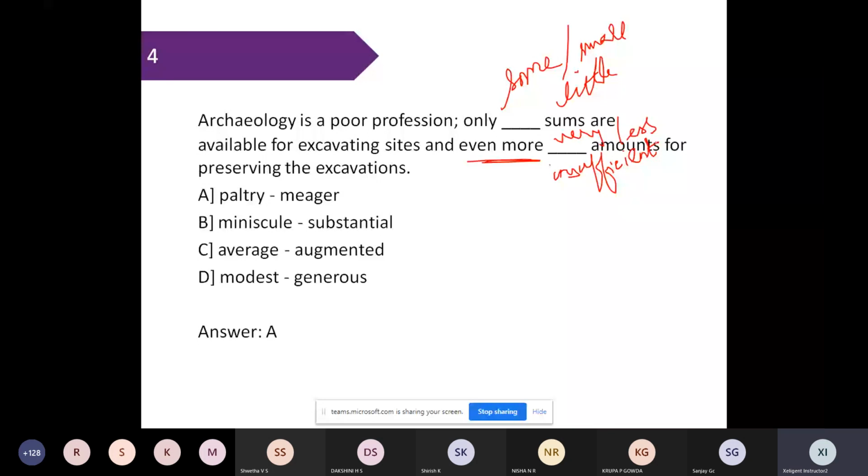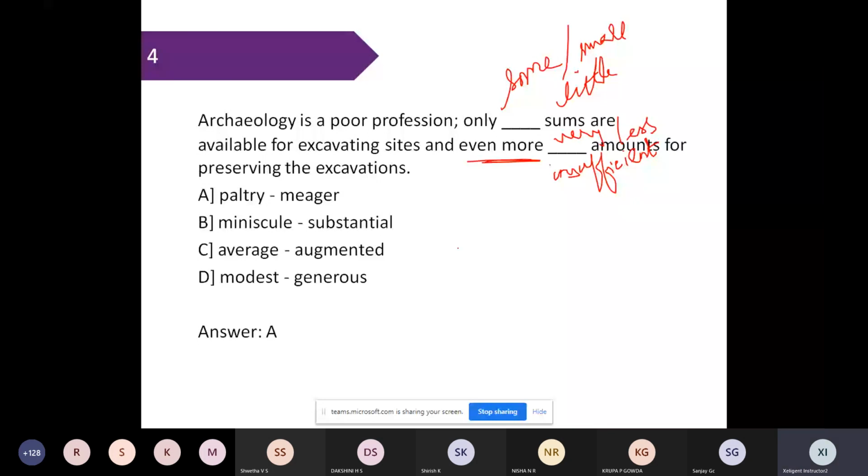And average and augmented. Augmented means increased. Okay, so that will not come because it's contradicting. If you put augmented in the second blank, it means the amount is increased, but actually it says even less than what you have contributed or funded for excavating the sites. So option C will not come.